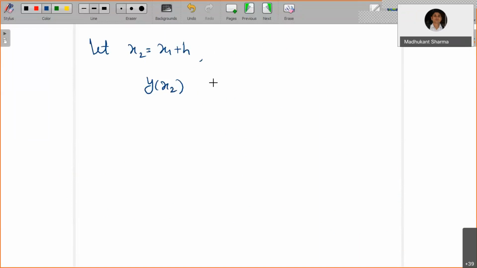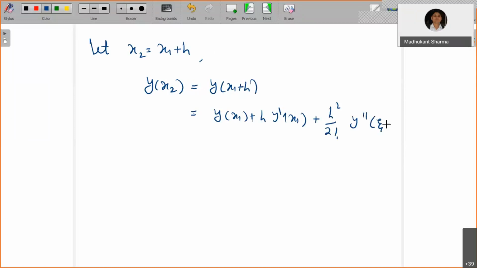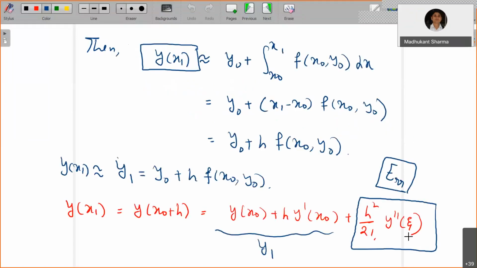Again, if I apply the Taylor's approximation, that's going to be y at x1 plus h, which is y at x1 plus h times y dash at x1, plus h square by 2 factorial times the second derivative of y at z, so you can say z2. The previous one you can denote by 1.